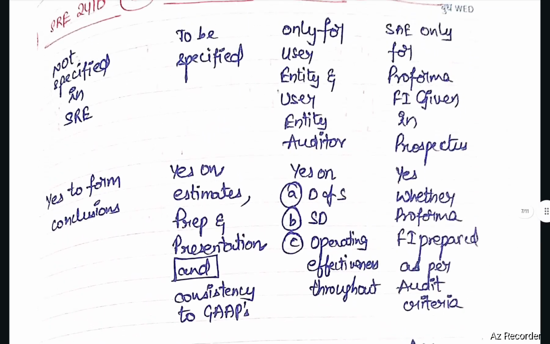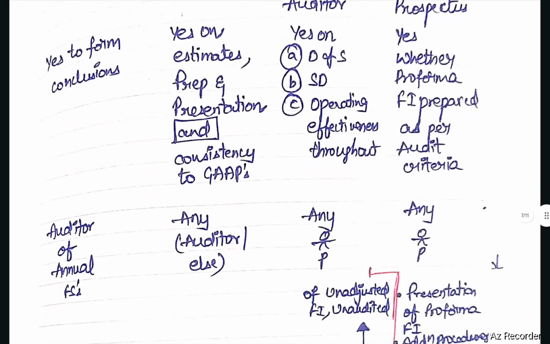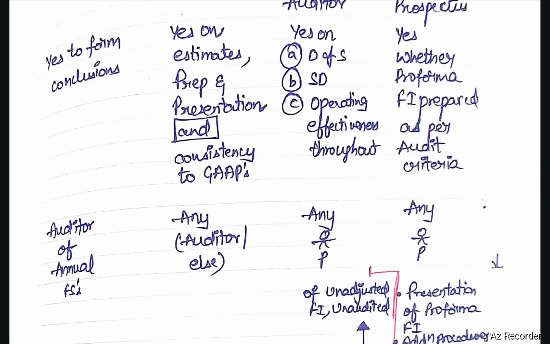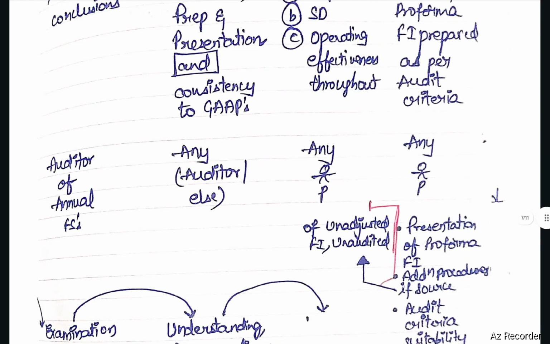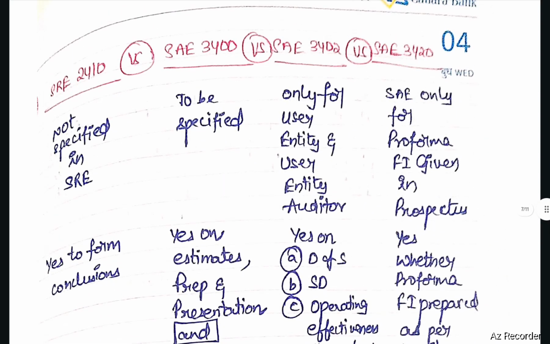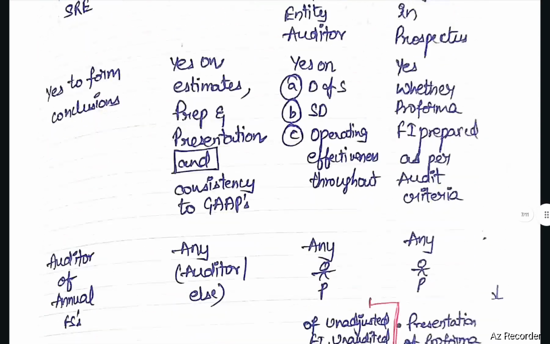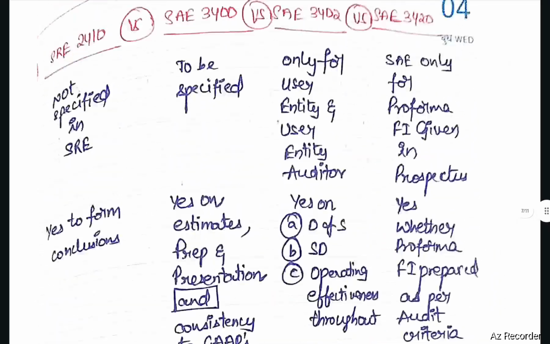As per SAE 3400, any person, either the auditor or any other person, can be appointed as an auditor for audit purpose. As per SAE 3402, any person can be appointed. SAE 3420, any person can be appointed for audit purpose.